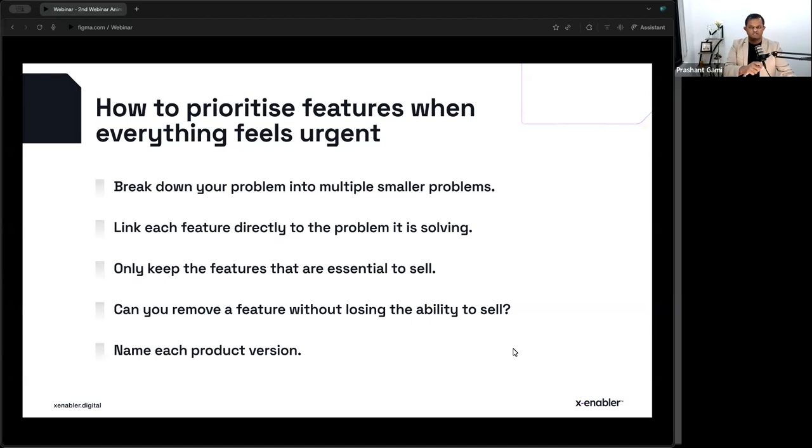And then you can build subsequent parts later. So each feature that you build, you need to directly associate with the problem that you are solving. And that means your problem needs to be broken down. Each feature needs to be associated with the problem that you are solving.